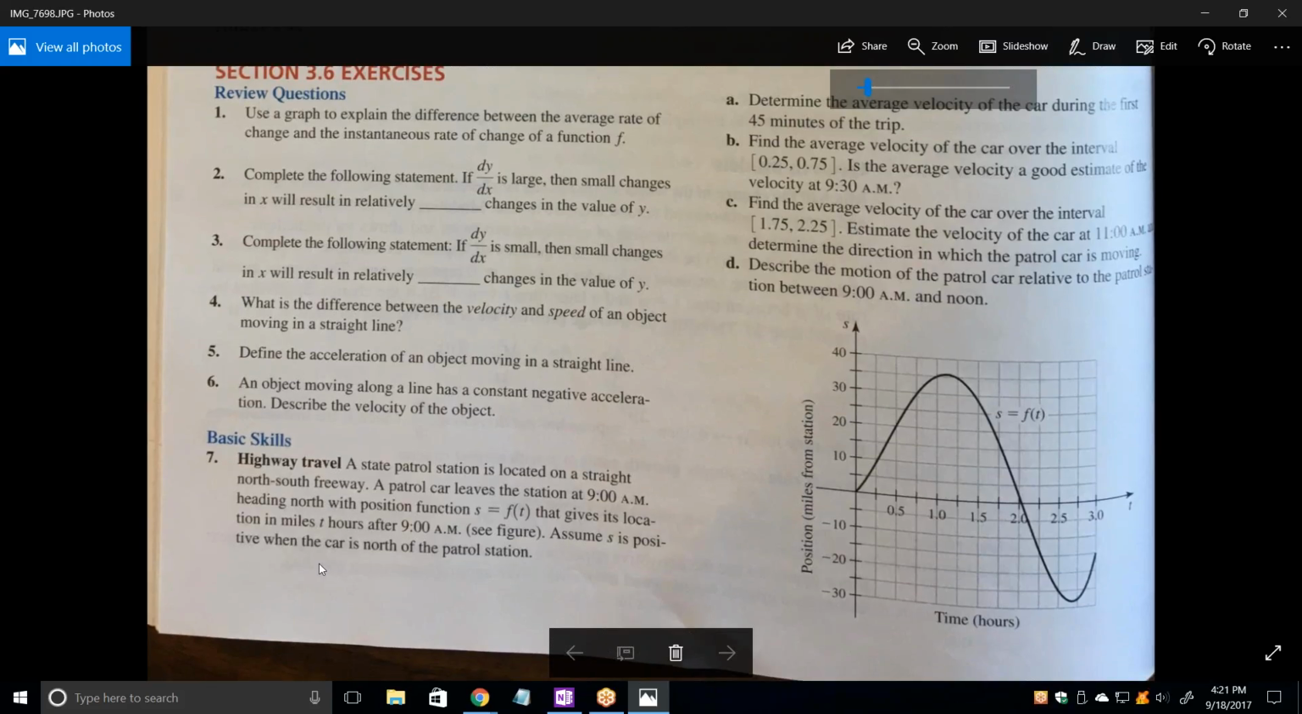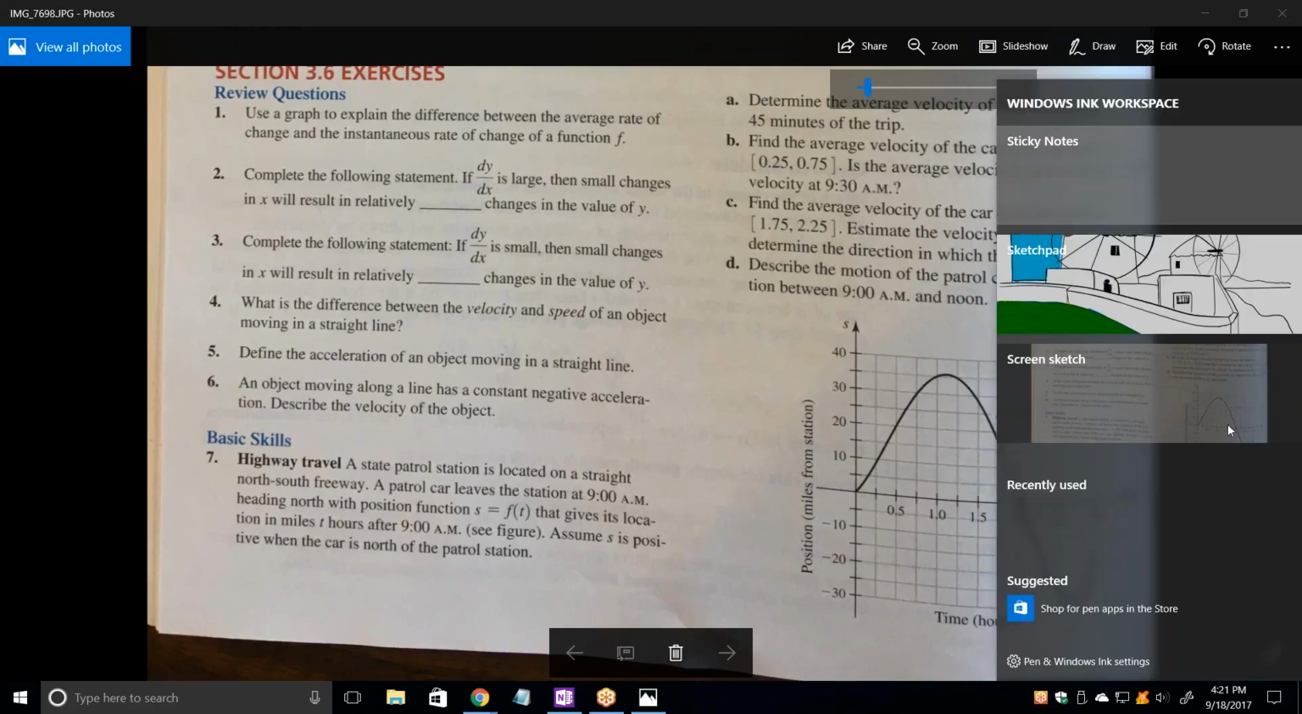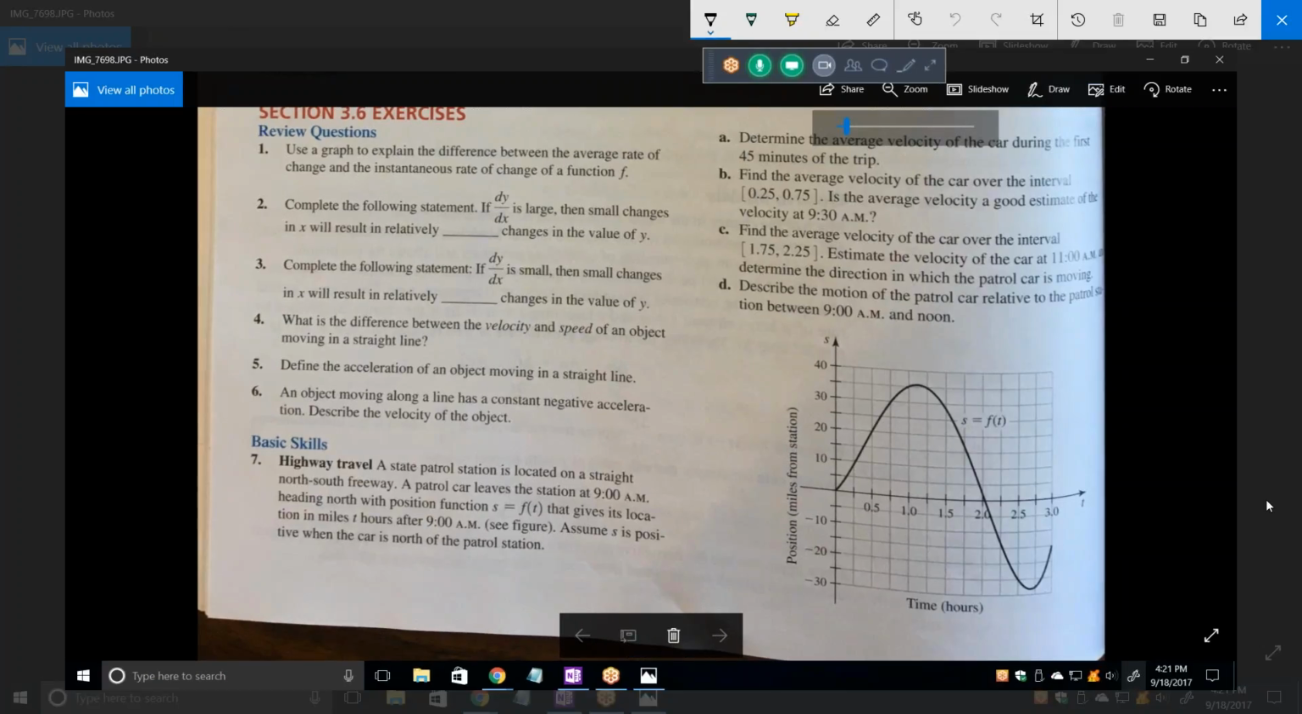Now, let's look at number 7. So this patrol car is going vertically on a north-south freeway. This is north. Okay? So at that time, 9 a.m., he starts heading north with this position function.